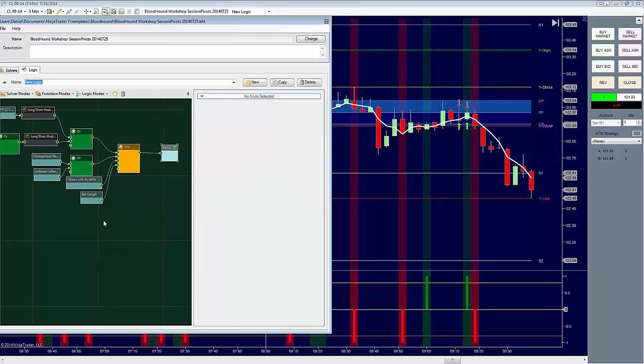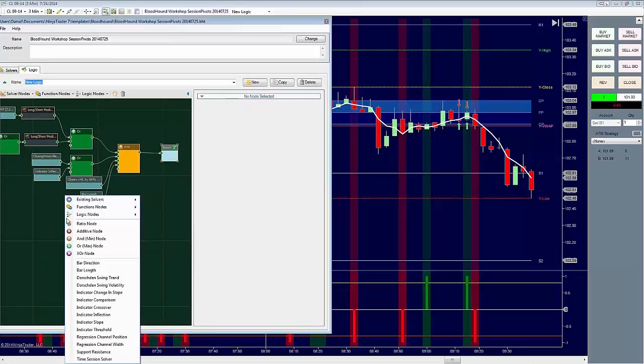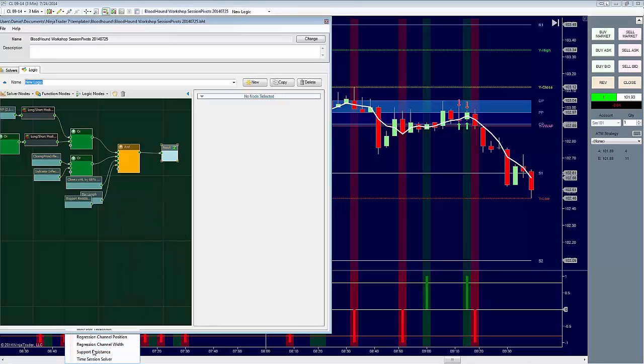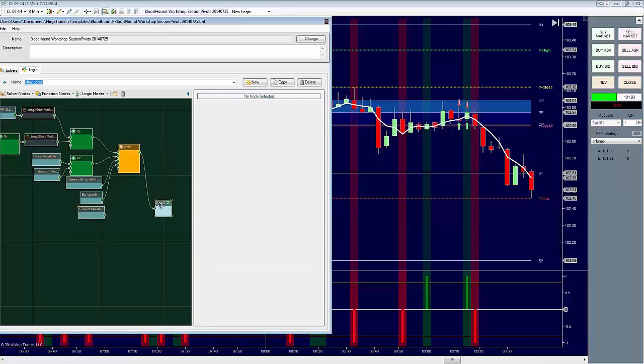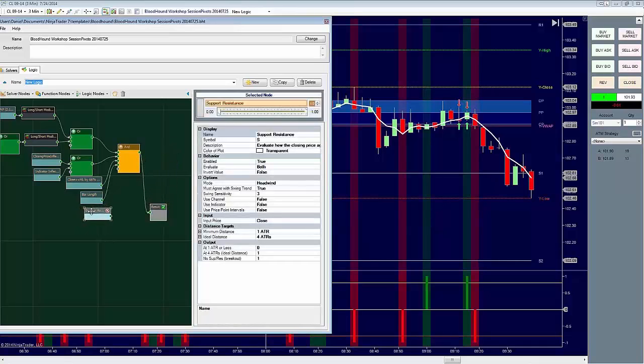But let's show you now the support resistance solver. So I'm going to right click, add the support resistance solver. And this seems like a complicated solver, but it's really not that complicated. Just kind of work with it.